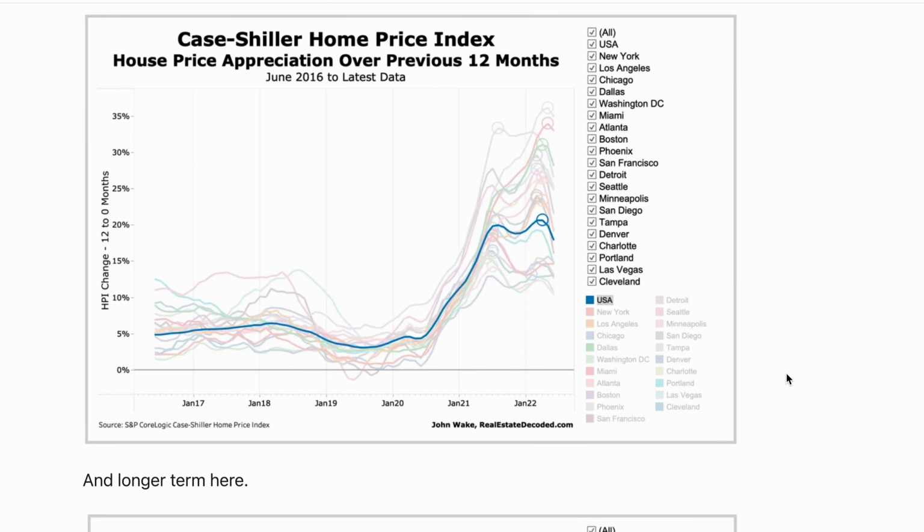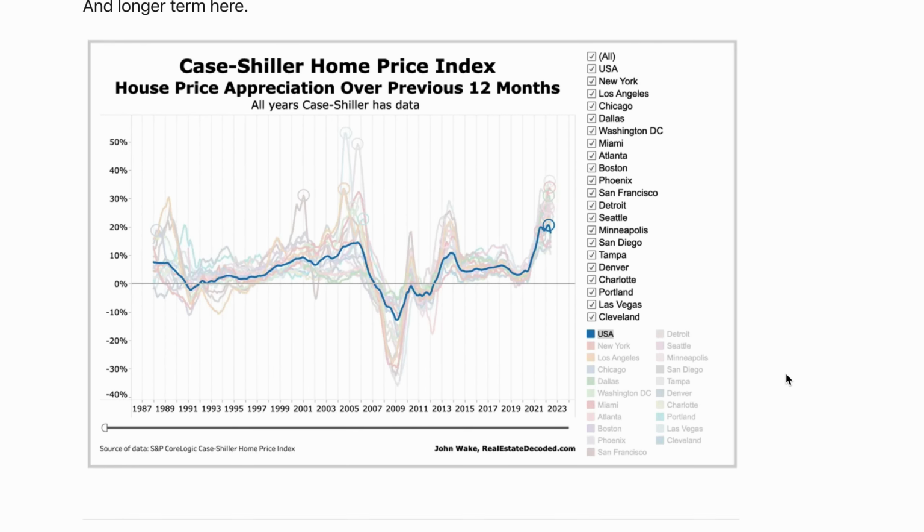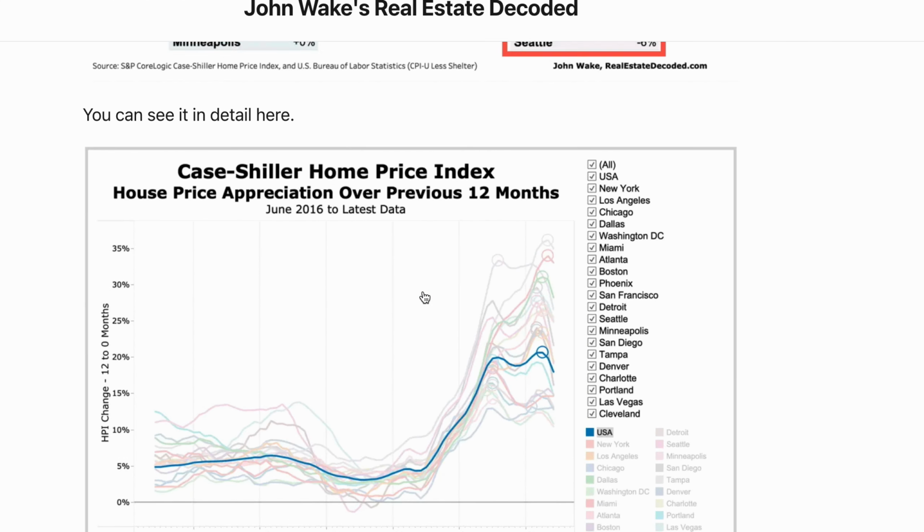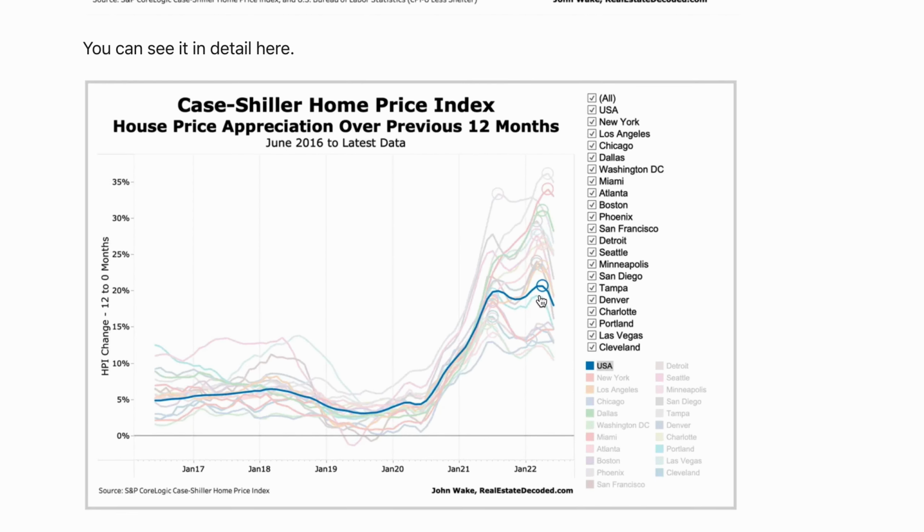Okay, and here's back to that, and let's scroll down again. And this is the same version, but this is going back as far back as Case-Shiller goes, some of the data goes back to 1987. And you can see, for example, this is the U.S., that the 12-month appreciation is higher than anywhere back to 1987. The circle shows the peak appreciation for this whole time series. The circle is where the peak appreciation is.